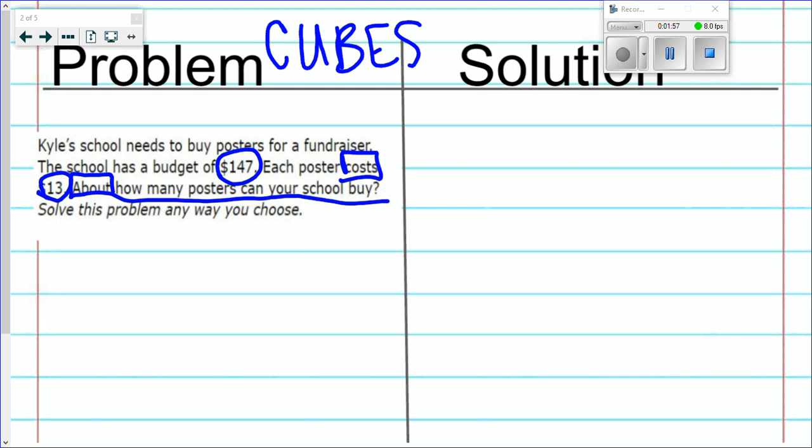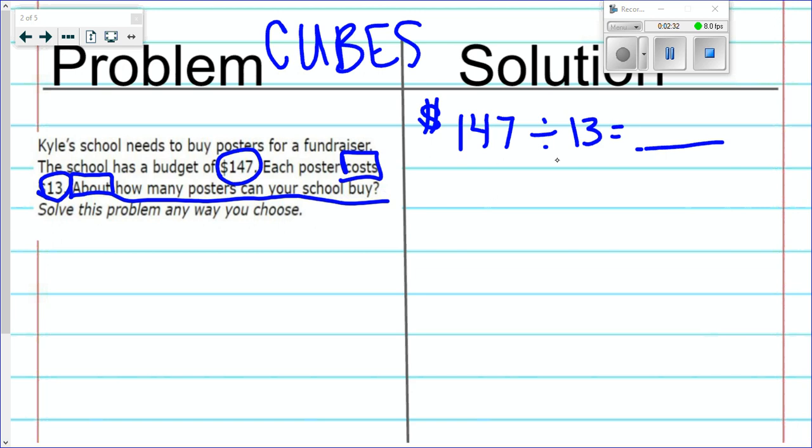Okay, so let's take a look at the problem. Since it is estimation and it's talking about in our I can statement working with compatible numbers, I'm going to show a solution that uses that. So my original number for my budget is $147. And I know that it's going to cost about $13 for each poster. And so I need to know how many posters I could buy. So I was going to work this out, the actual problem, it would look something like this.